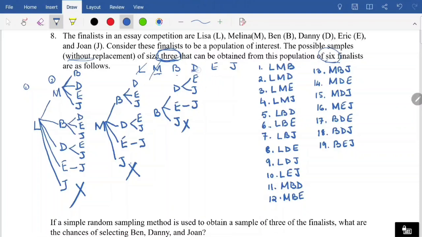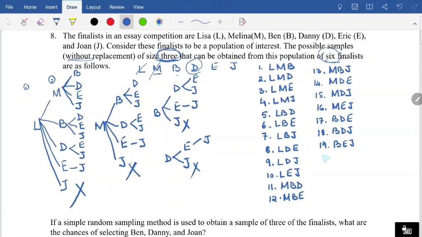Now we have to begin with D. Another tree starts with D. So in the second row, we can either have an E or a J. And in the third row, after E, we only get the J, and this one always drops off, correct?